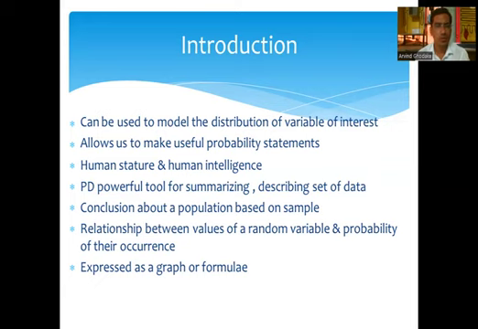It also lets us draw conclusions about the population based on a sample. It gives a relation between the values of the random variable and the probability of their occurrence, expressed as a graph or formula. So these are some applications, or the introductory part, of the standard normal distribution curve.